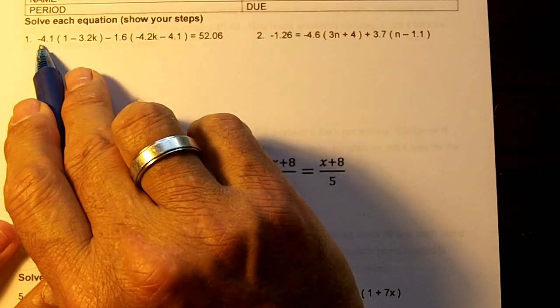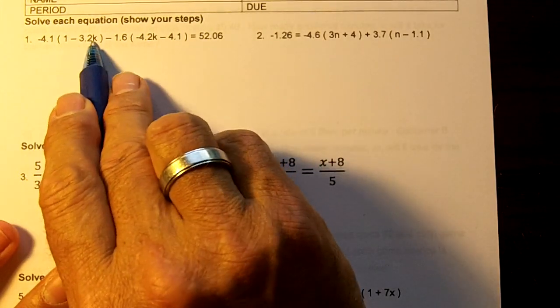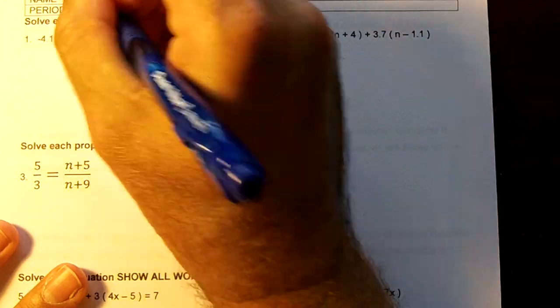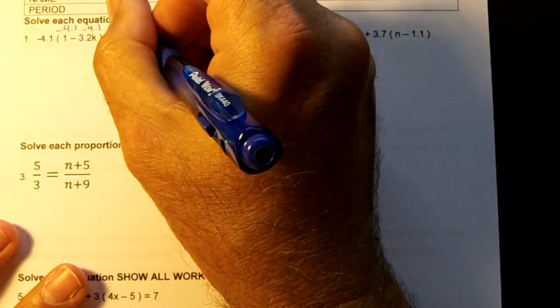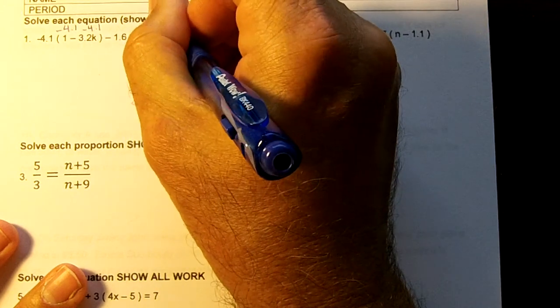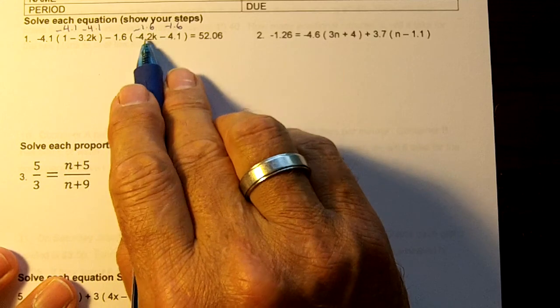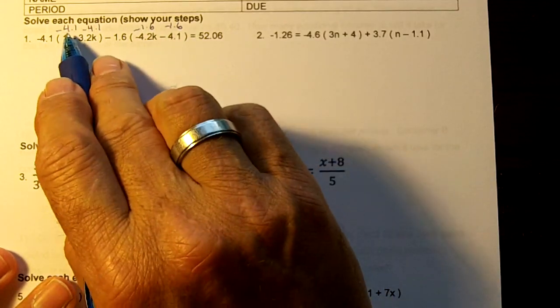The first thing you have to do on this is our Bluebell ice cream truck, and we're going to distribute. We're going to distribute the negative 4.1 to these two. We have to distribute the negative 1.6 to these two. And then over here, there's no distributing. Now then, we're going to use our calculators and multiply and get sign, number, letter.